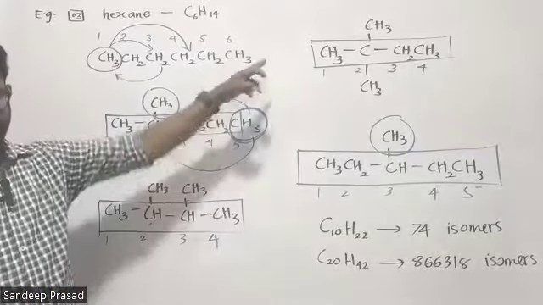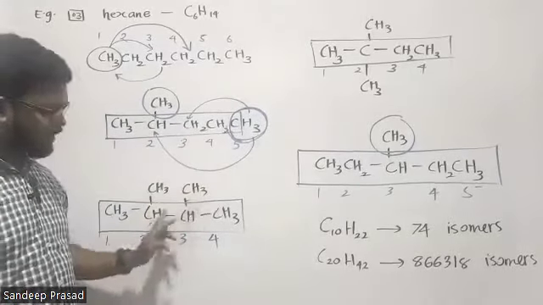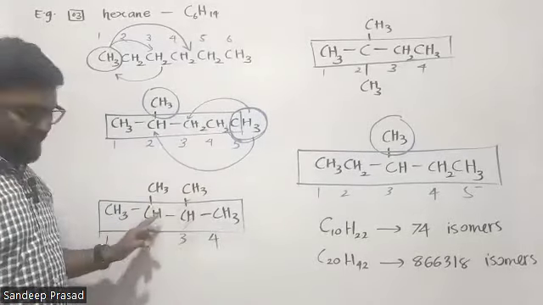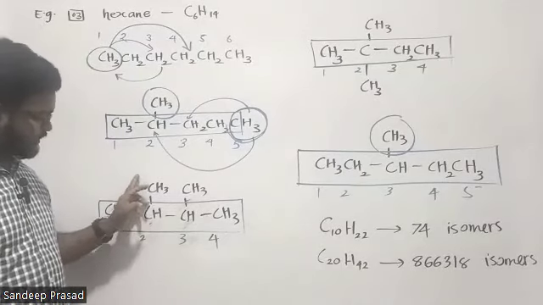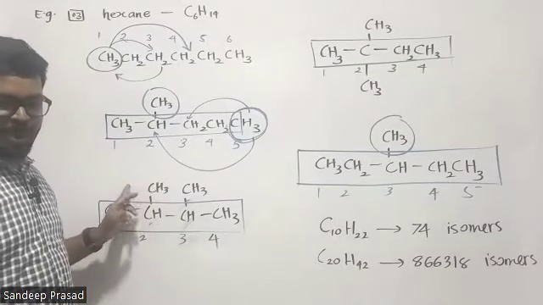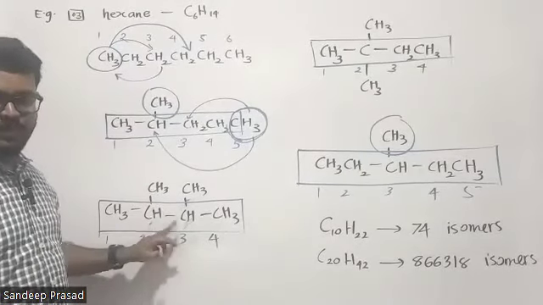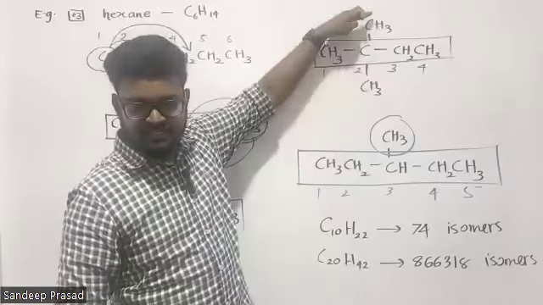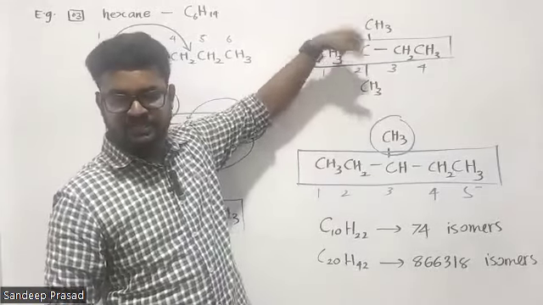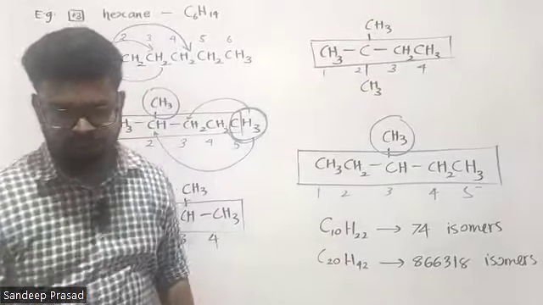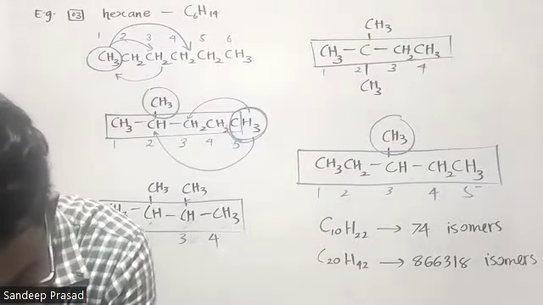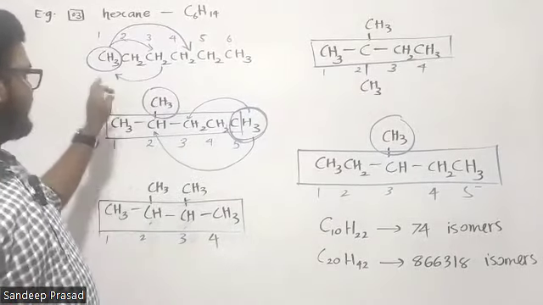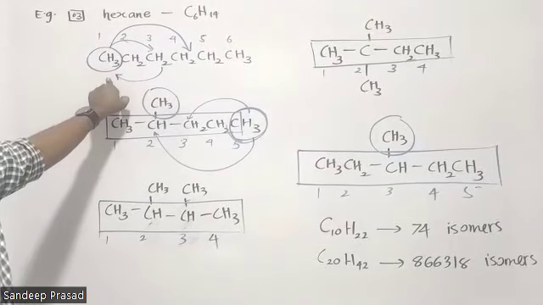In the third one and the fourth one also, we can see that there are 4 carbon atoms, but the branching is different. This CH3 branch is connected to the second one and the third one. In the fourth one, both the branches are connected to the same second carbon atom. Naming for this: hexane, this is normal hexane.